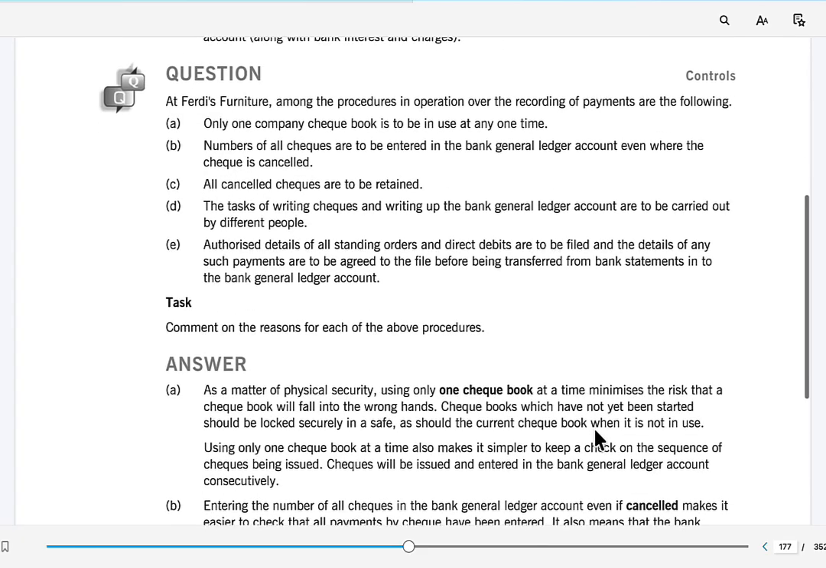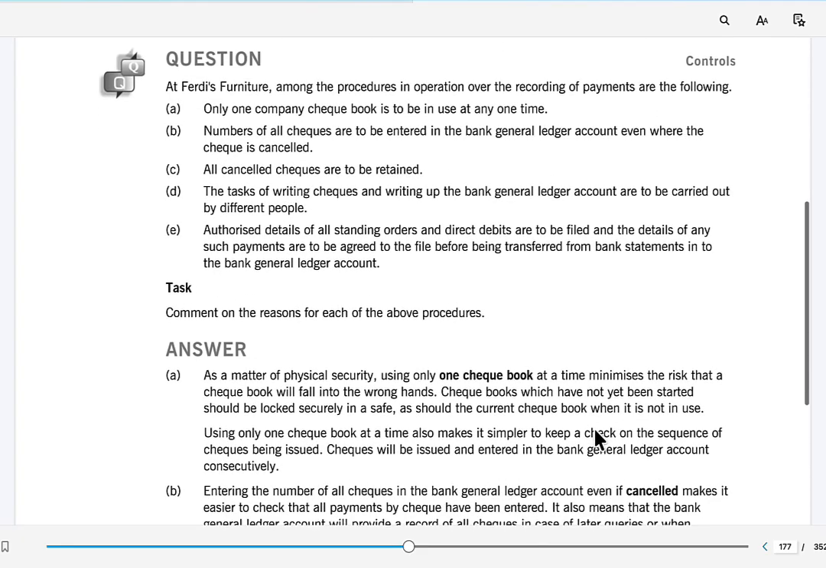What the question is about. The question says that Ferdy's Furniture already has some procedures, rules in place for recording payments. Your job in the exam is not to calculate anything and not to write journal entries. Your job is to comment on the reasons for each procedure. Meaning, you must explain what each rule is trying to achieve, such as preventing fraud, preventing mistakes, making sure all payments are recorded, making sure no payment is missing, making sure payments are authorized, making sure records are accurate and trustworthy. So this is an internal control question.